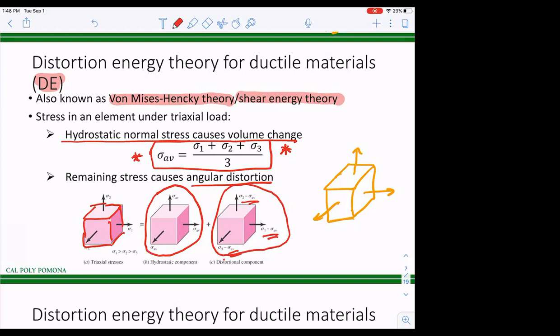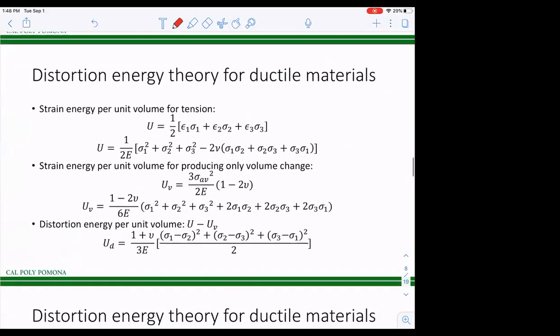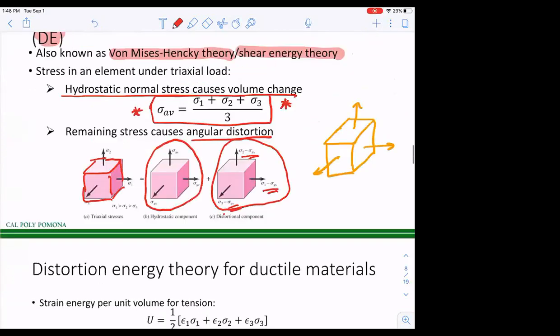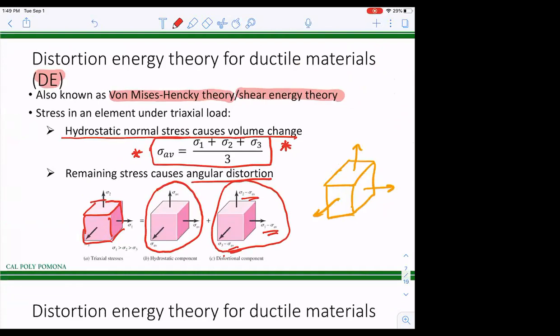Do we understand this? Just a question. Yeah. So would any object with three normal stresses always cause change in volume and angular distortion? It should, yes. Okay.